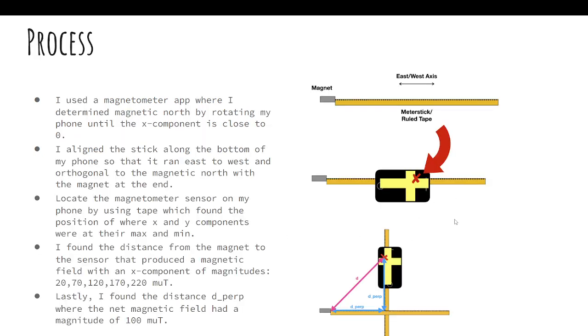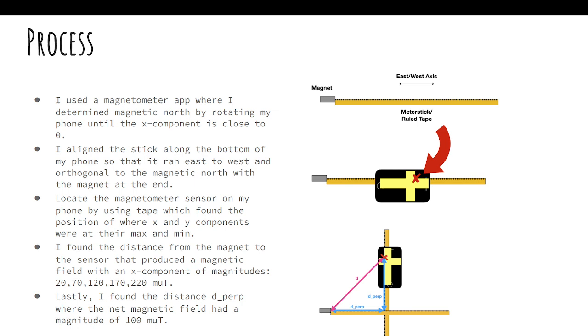So for the process, I used a magnetometer app where I determined the magnetic north by rotating my phone until the x-component was close to 0. I aligned the stick along the bottom of my phone so that it ran east to west and orthogonal to the magnetic north with the magnet at the end. I located the magnetometer sensor on my phone by using tape, which found the position of where my x and y components were at their maximum and minimum.